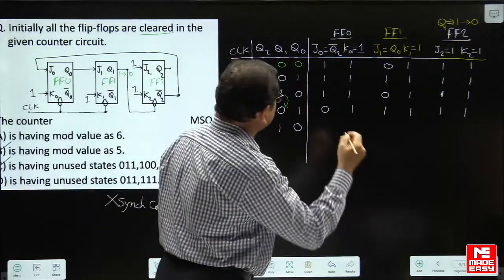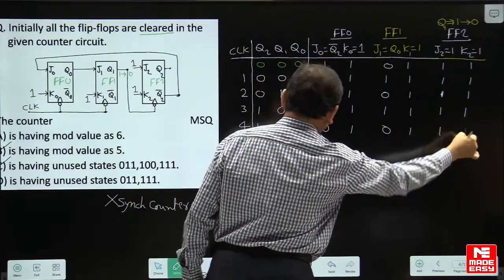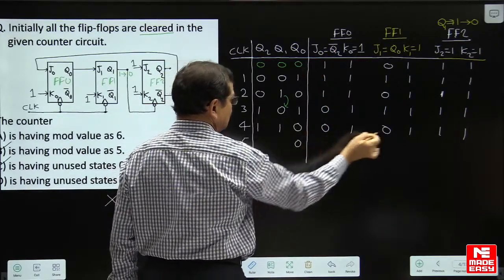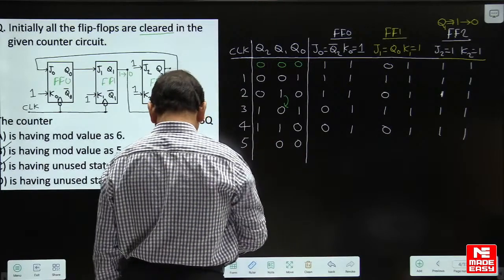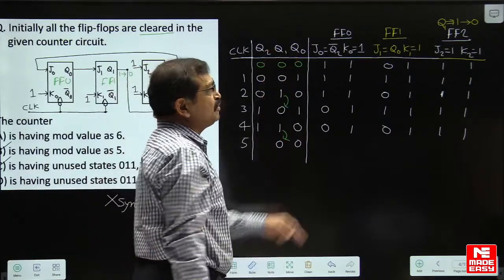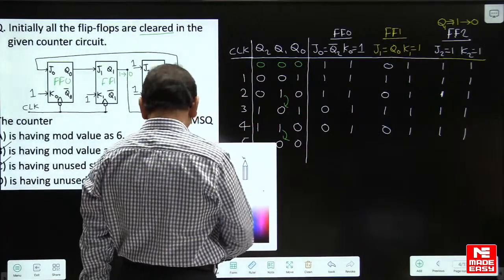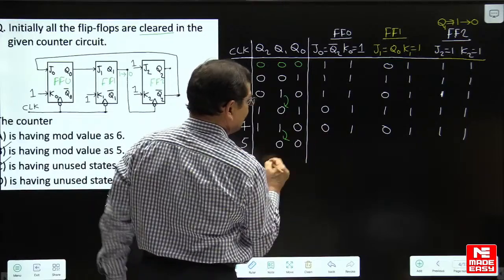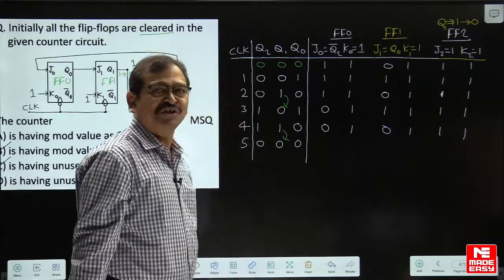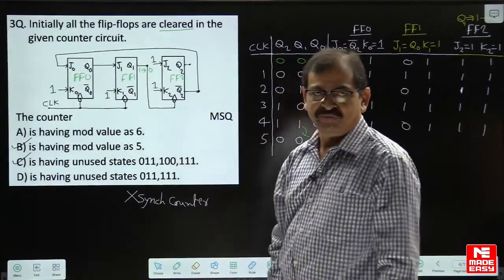Before the next clock pulse, we check: Q2 complement is 0, Q0 is 0, here 1, 1. When we apply the fifth clock pulse, because of 0, 1 inputs, flip-flop 0 stays the same, 0. This 0, 1 is giving a change on flip-flop 1 to 0. So Q1 is changing 1 to 0. Whenever Q1 is changing 1 to 0, it gives a clock effect on flip-flop 2. Hence, the flip-flop 2 output is 0, so the circuit is back to the initial state after 5 clock pulses. Hence, we mention the mod value of the counter is 5.